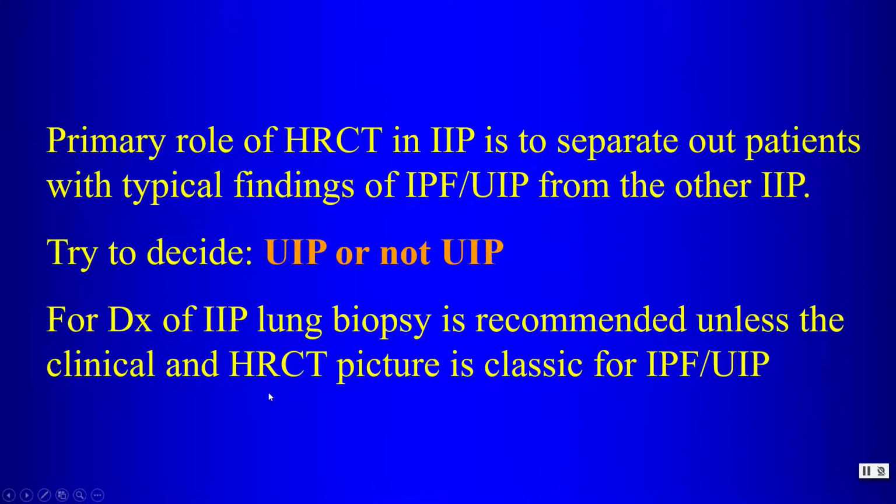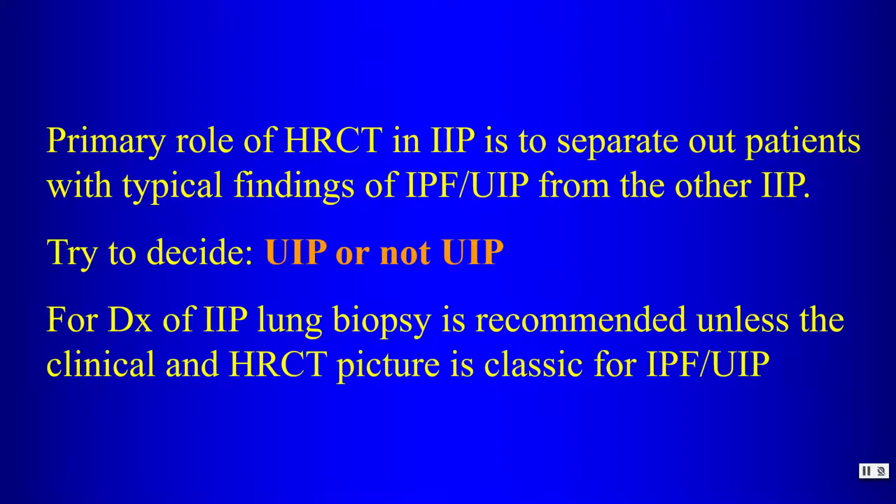Now, the primary role of high-resolution CT when we're dealing with these idiopathic interstitial pneumonias is we want to decide, do we think it's UIP or do we think it is not UIP? Because if the clinical findings are typical of UIP and if the CT findings are typical of UIP, then that patient can be given a diagnosis of idiopathic pulmonary fibrosis and can be treated for it without a lung biopsy. On the other hand, lung biopsy is usually recommended if there's an incongruence, if the clinical symptoms do not match the UIP finding on CT or vice versa.